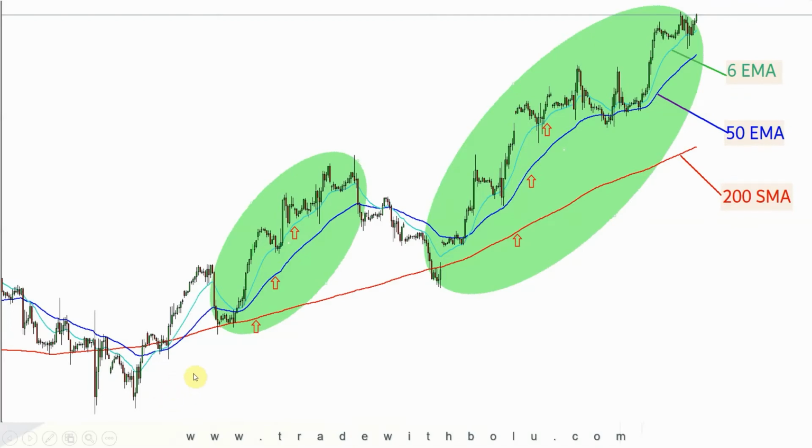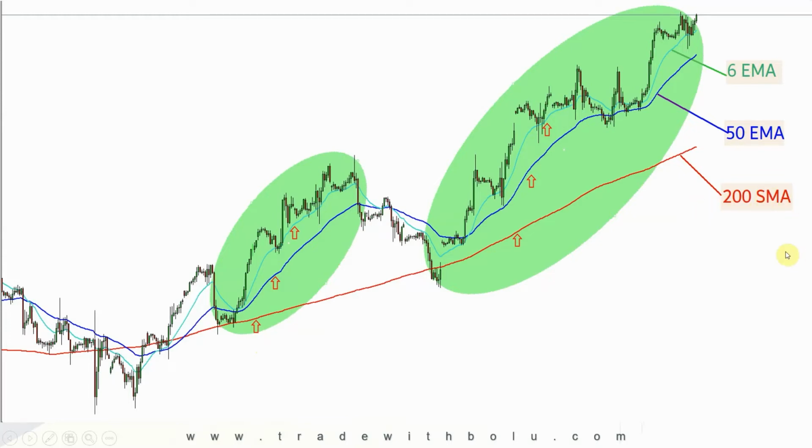So we spoke about supports and resistances very recently. Here they are. Here we just indicated some points where the moving average acted as a support. We have three moving averages here. We have the 6 exponential moving average, we call them EMAs. The 50 EMA in blue, and then we have the 200 simple moving average in red.